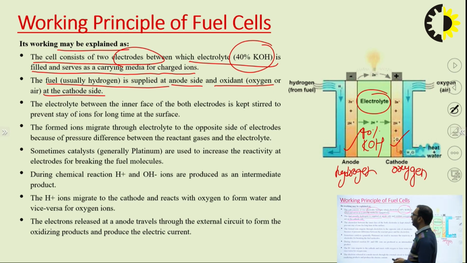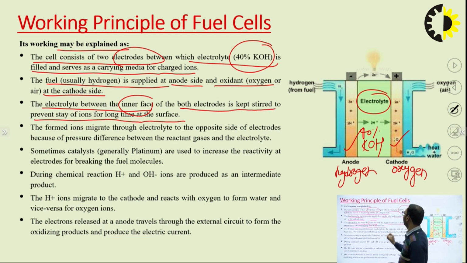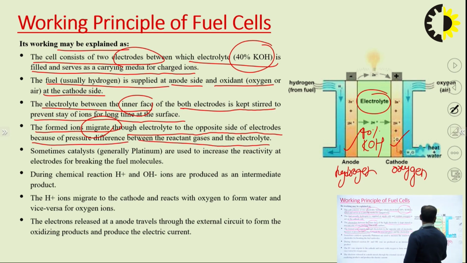The electrolyte between the inner face of both electrodes is kept stirred to prevent ions from staying for a long time at the surface. Then the formed ions migrate through the electrolyte to the opposite sides of the electrodes because of the pressure difference between the reactant gas and the electrolyte. So the movement is from anode to cathode due to pressure difference.